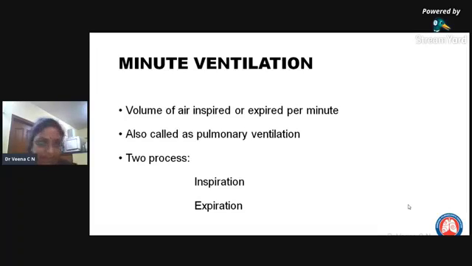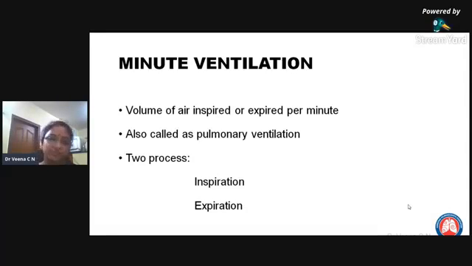So coming to the minute ventilation, breathing is a dynamic process involving movement of air in and out of the lungs. Minute ventilation is the volume of air inspired or expired per minute. It is also called pulmonary ventilation. It involves two processes, namely inspiration and expiration. Inspiration refers to inflow of air and occurs when the intrapulmonary pressure falls below the atmospheric pressure. Expiration refers to outflow of air or breathing out of air, which occurs when the intrapulmonary pressure exceeds the atmospheric pressure.